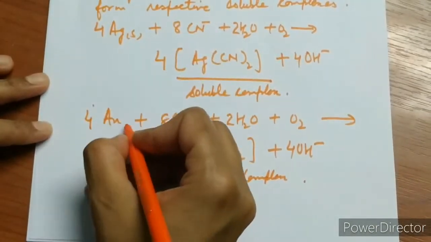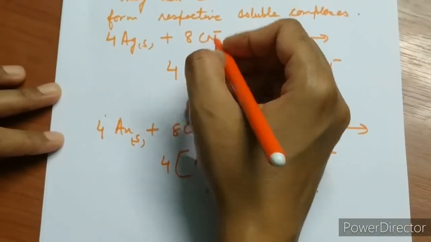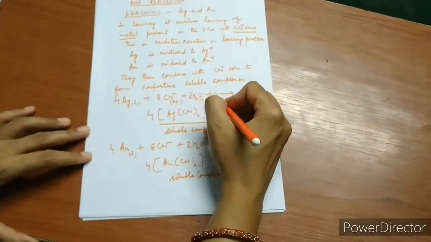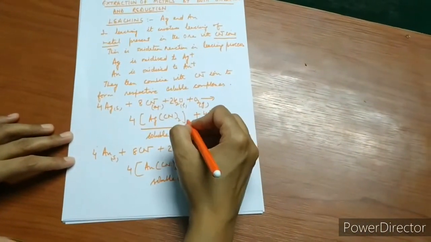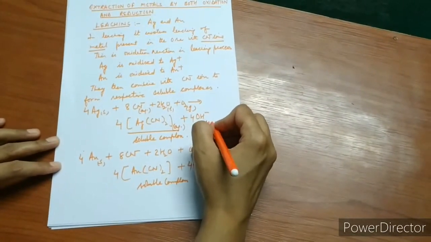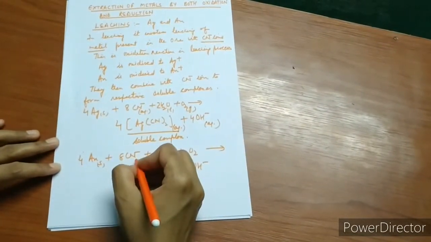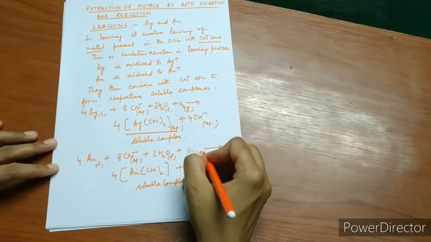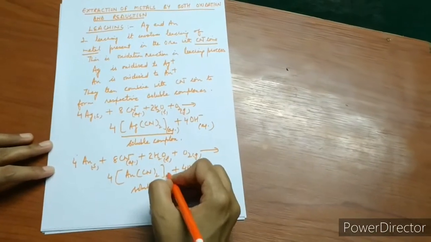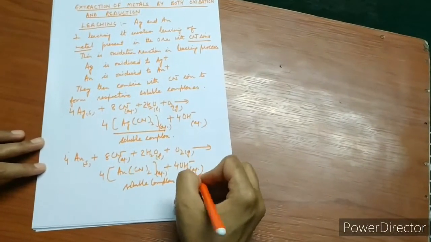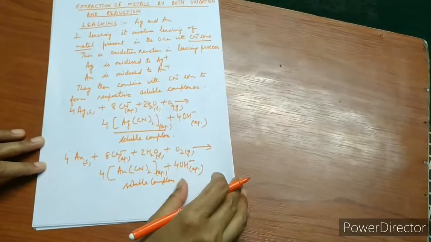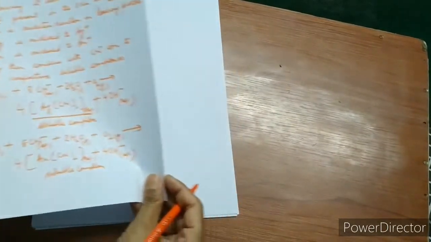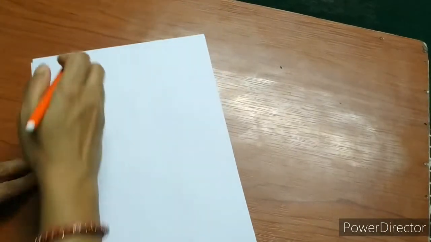So this is also a soluble complex. In this, your Au is solid, cyanide is in aqueous state, this is liquid, this is gas, and this complex is aqueous in nature. Hydroxide is also aqueous. Same here, aqueous, liquid, and this is in gaseous state. This complex is aqueous and this is also aqueous. So soluble complex is formed in this. So the next, how are metals recovered then?